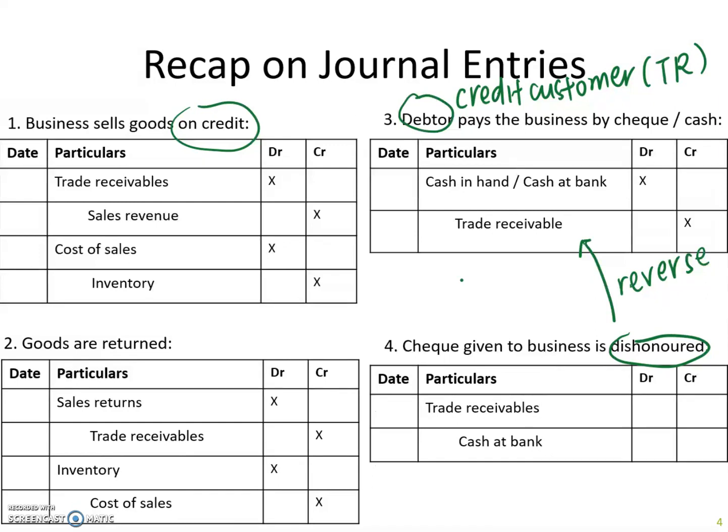If it helps, okay, you can actually write down here, trade receivables go up, cash at bank goes down. Okay, whereas for number 3, my cash in hand or cash at bank goes up, trade receivables goes down because they owe less.